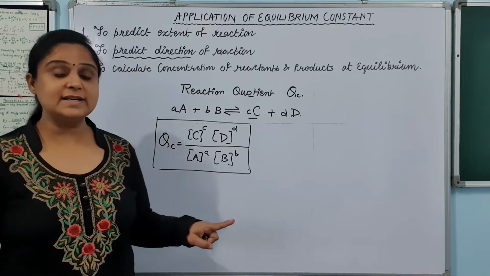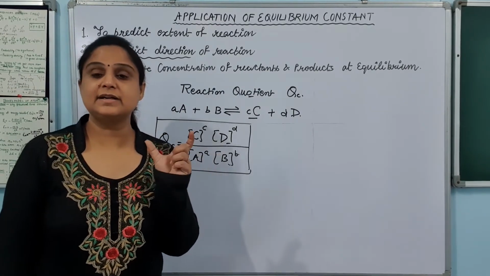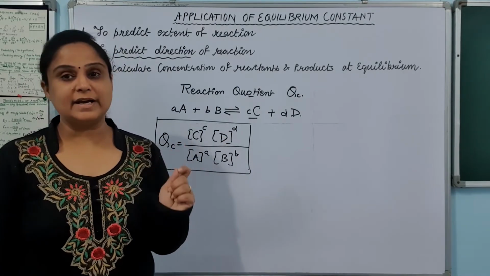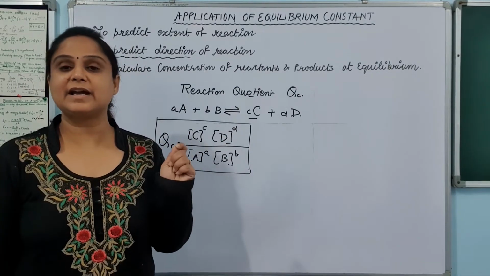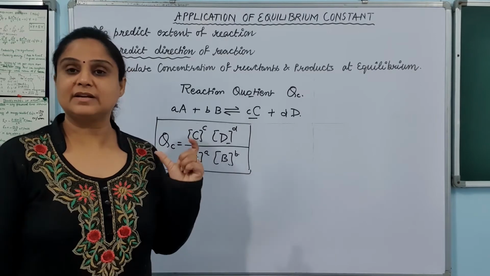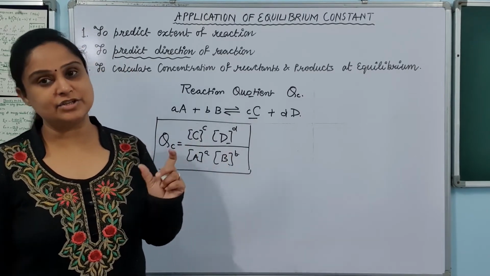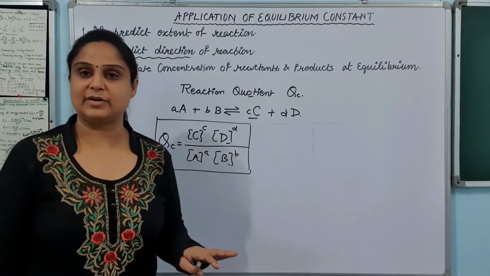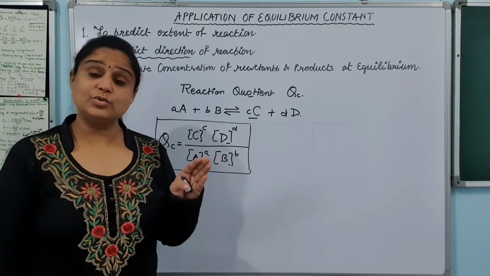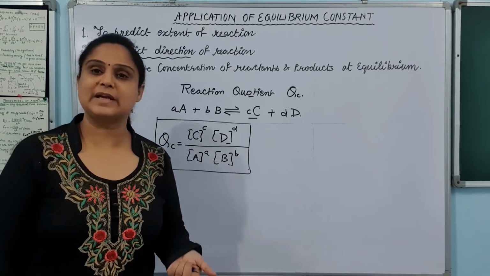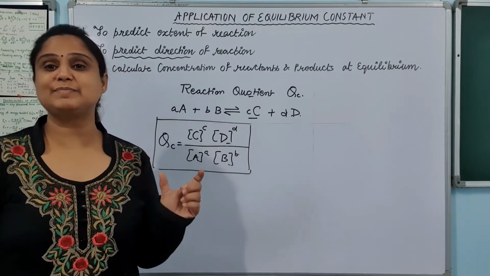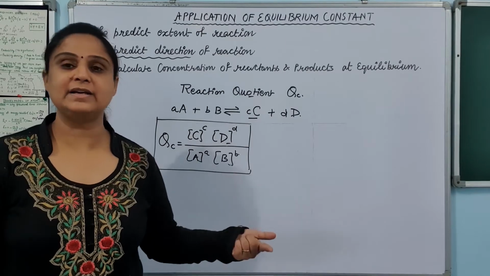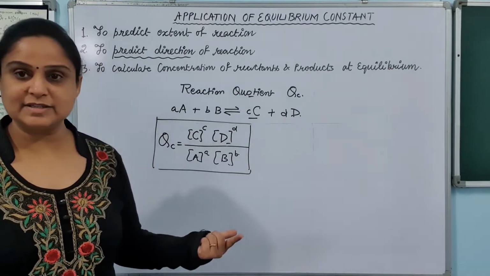But what is Kc? Kc is this ratio when the concentrations we take are at the equilibrium. The concentration of the reactant and the concentration of the product are taken at the equilibrium. So Qc you can calculate at any time, okay, but Kc is a special case of Qc when the reaction is at equilibrium. So are you getting this difference?